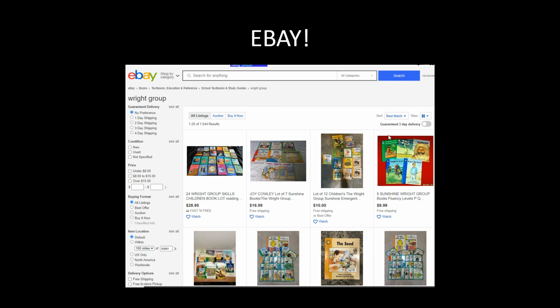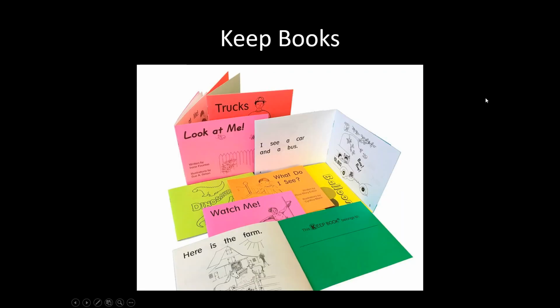Because some schools are using some scripted curricula that don't use these published leveled texts, you can find a lot of these really inexpensively on eBay. I'm picking these up all the time at eBay. This is an example, 24 of these little Wright Group books. They're older publications, but doesn't matter. They're still in great shape. And they're being sold for about $1 a book, whereas those books would have been $10 books a piece.